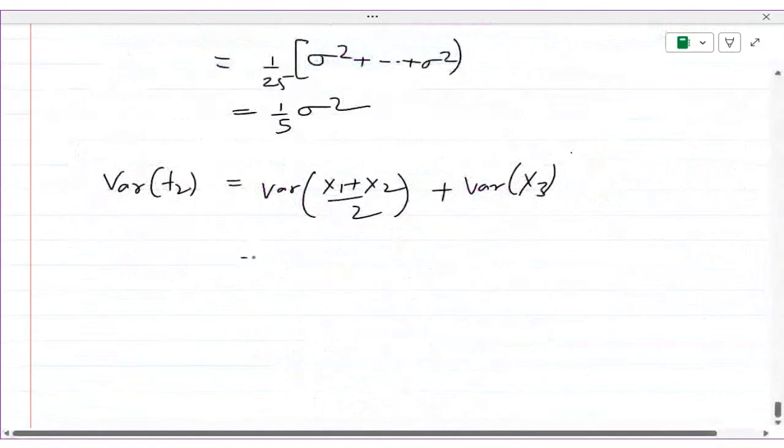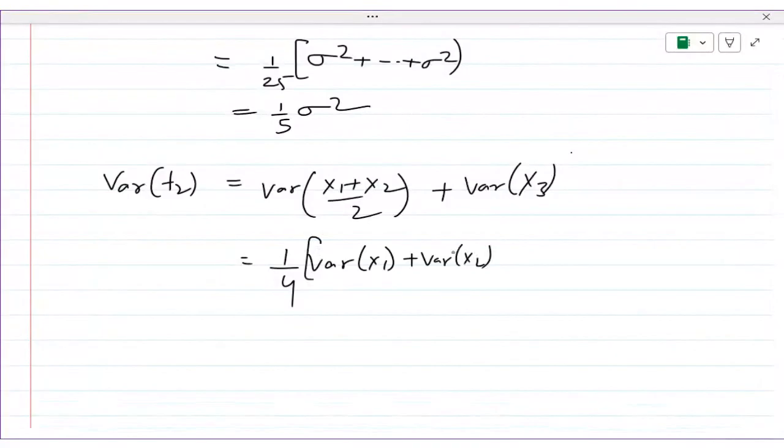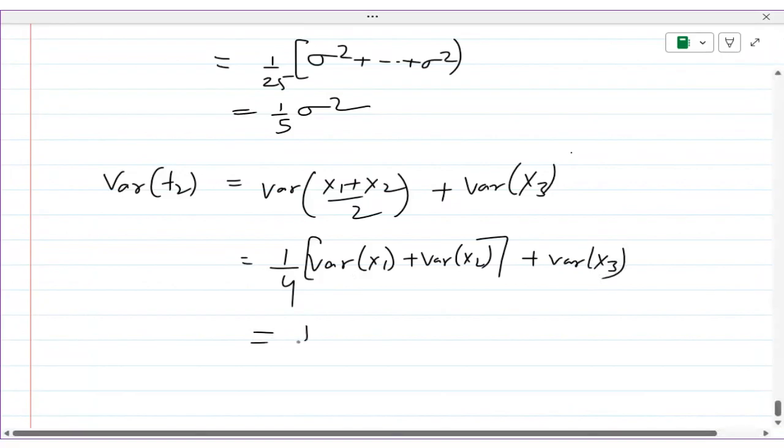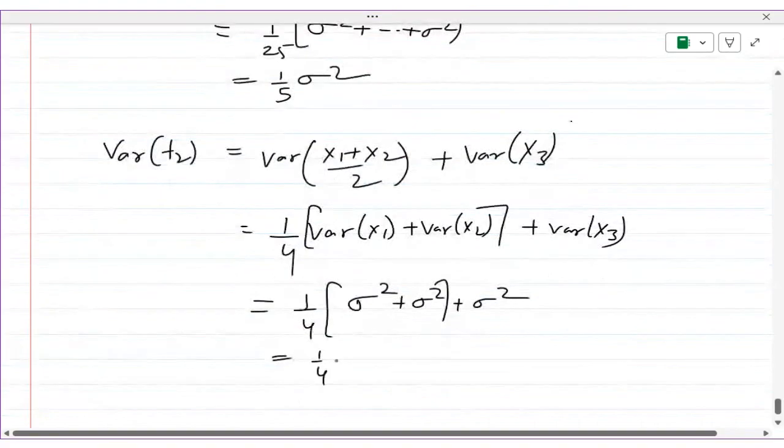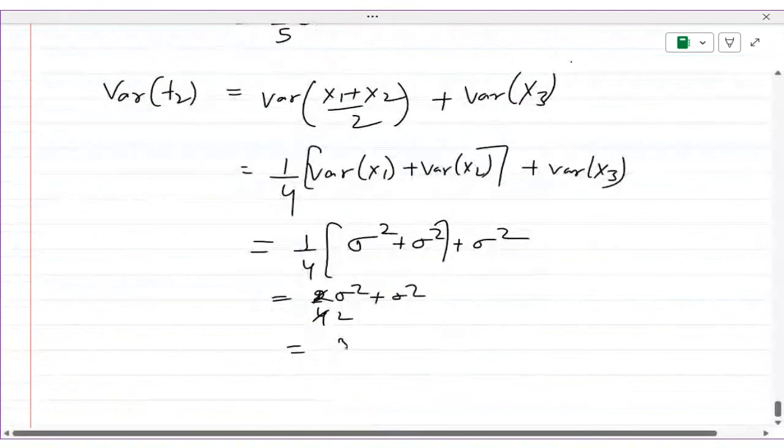So 1 by 2 is constant. If we take it out, 1 by 4 will come out, using the property of variance. So variance of x1 plus variance of x2 plus variance of x3. Now because they have been taken from the normal population, everyone has variance sigma square. Plus sigma square. So 1 by 4, 2 times sigma square plus sigma square. So we got 3 by 2 sigma square.